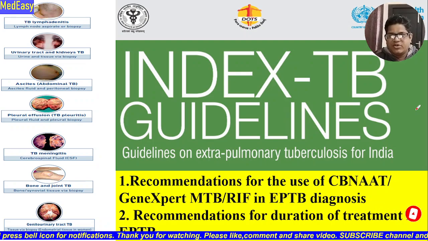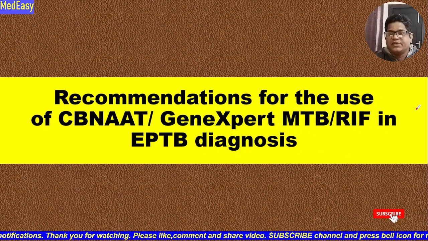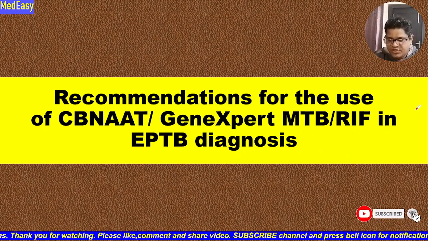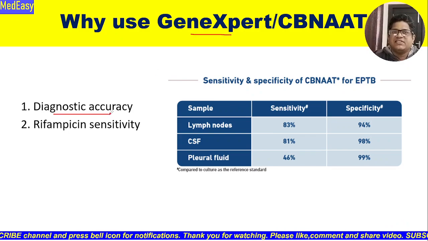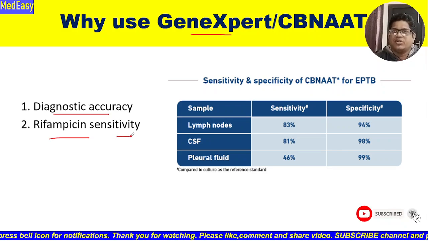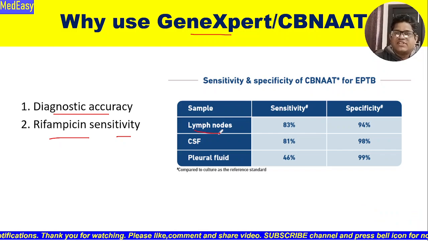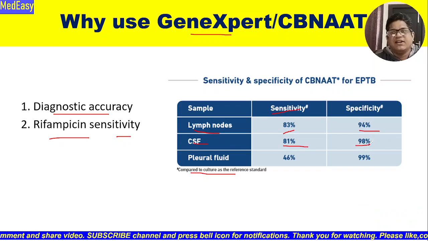Let's have some discussion about the recommendation for the use of CBNAAT or GeneXpert in the EPTB diagnosis. So the question arises, why use GeneXpert or CBNAAT? Because we know that it has a good diagnostic accuracy, and number two, it can give an idea about the rifampicin sensitive status. Here we can see in the lymph node samples, if you compare with the standard of culture, the sensitivity is 83% and specificity is 94%. In the CSF samples, sensitivity is 81% and specificity 98%.